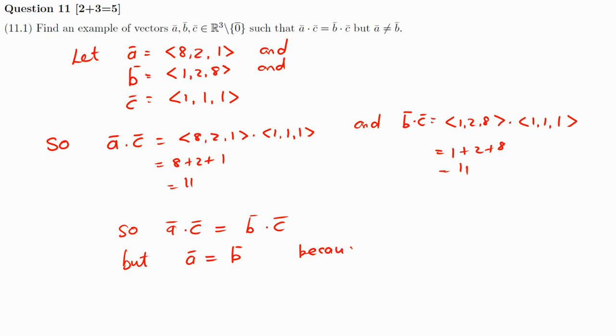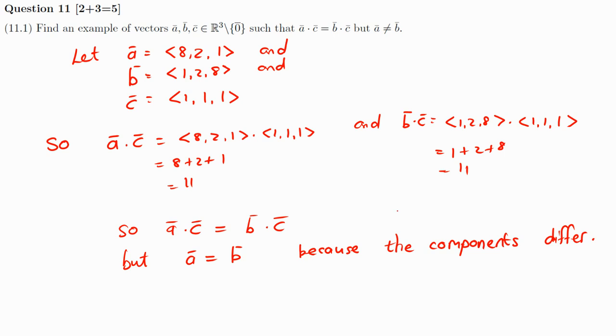Because why are they not the same? Because the components differ. a and b are not equal because the components differ. Because 8 is not equal to 1, 2 actually is equal to 2, and 1 is not equal to 8. So the components do differ.